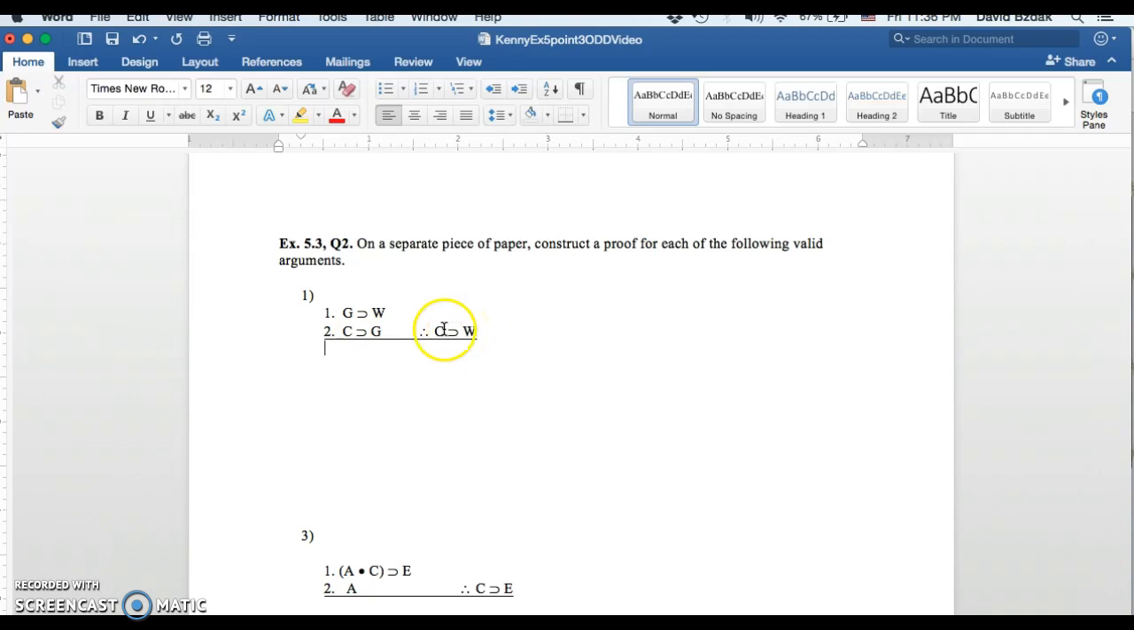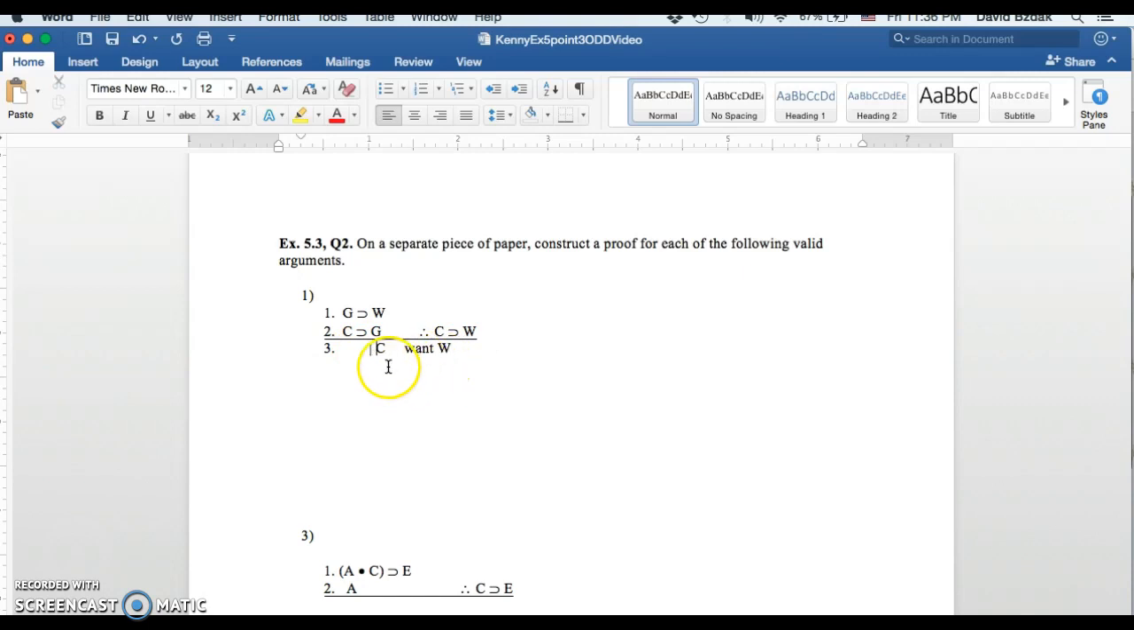You can see here our conclusion is if C, then W. So what do we do? We indent, we assume C, and we want W. Notice the assumption is always going to be the antecedent of the conditional that you're trying to derive. And what you want to finish this is the consequent of the conditional. You have to remember to indent. You can, if you want, put that vertical line there too, just to remind yourself.